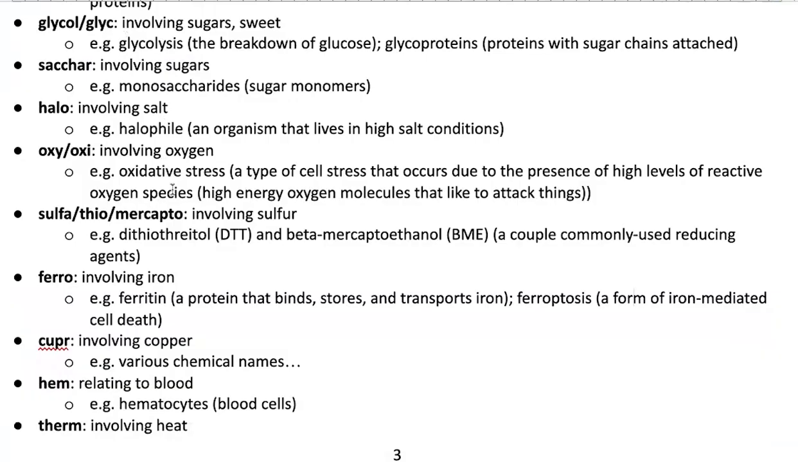Oxy, those involve oxygen. So oxidative stress would be a type of cell stress that occurs due to the presence of high levels of reactive oxygen species. Basically, really energetic oxygen molecules that like to attack things.